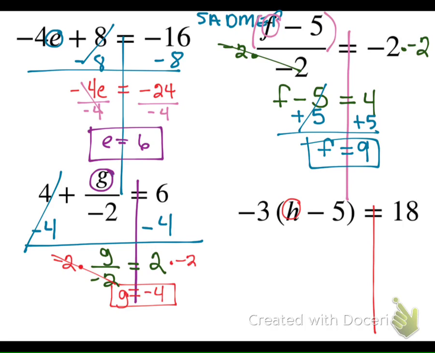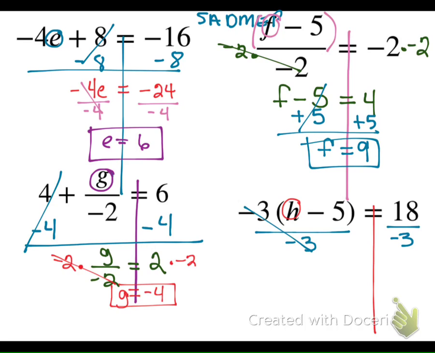Jaden, can you help her? If a number is touching parentheses, what operation does that mean to do? Add, subtract, multiply, or divide? Anytime a number touches parentheses, it means to multiply. So if we want to get rid of the 3, we do the inverse operation of multiplication, which is what? What's the opposite of multiplication, you guys? Division. So we're going to divide each side by negative 3.